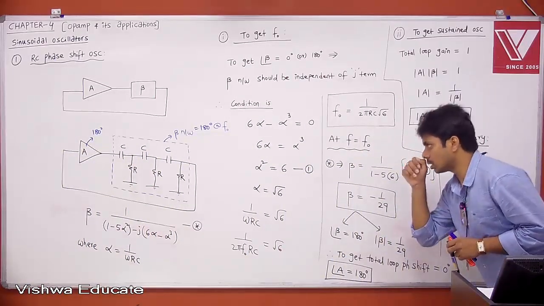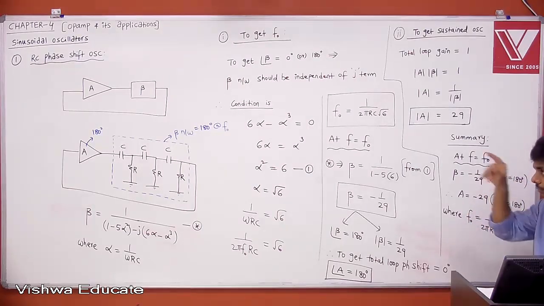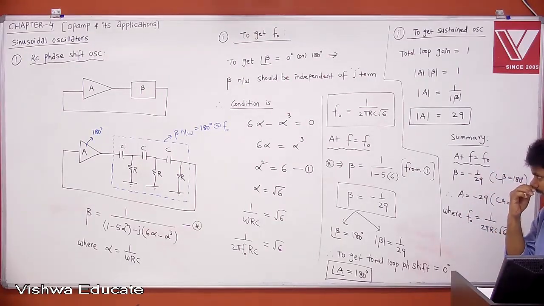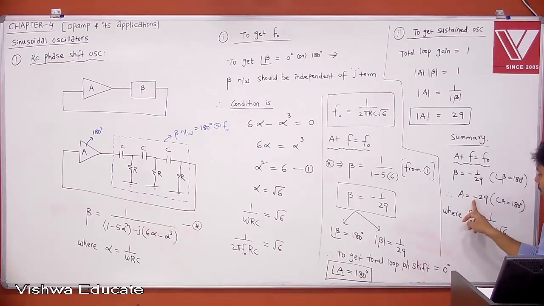If your amplifier is not able to give a gain of 29 at that frequency, remember, you will get under damped oscillations. Those oscillations will die. You will not get oscillations. Your open loop amplifier should give 180 degrees phase shift. Not only that, it has to give a gain of 29.